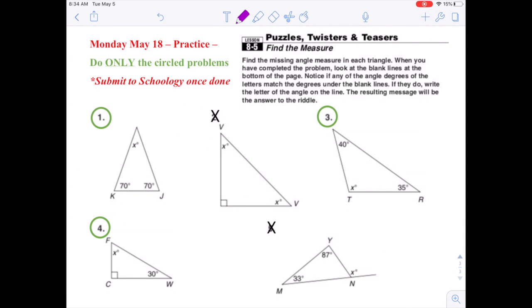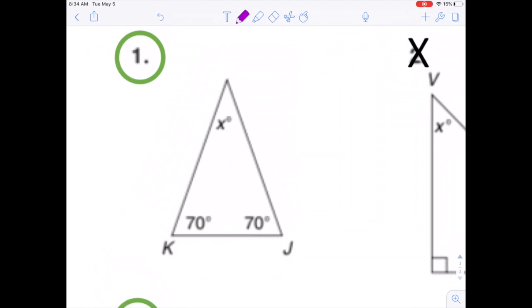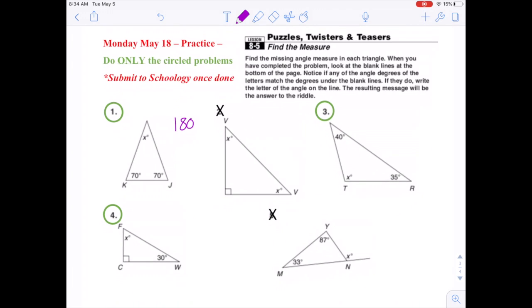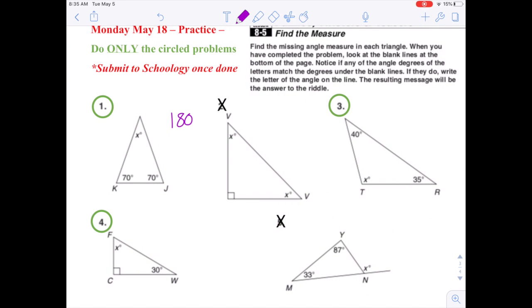All right, for our practice today that you're going to submit to Schoology, you're going to do the same thing we just did on 3 problems. So this first one, you're going to again start with 180 and then you subtract the angles that you know. I'm going to have you challenge yourself and go ahead and try to do these 3 circled problems now on your own. Check back and see what my answers are to check your work.